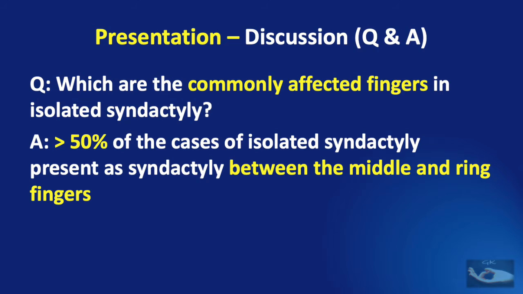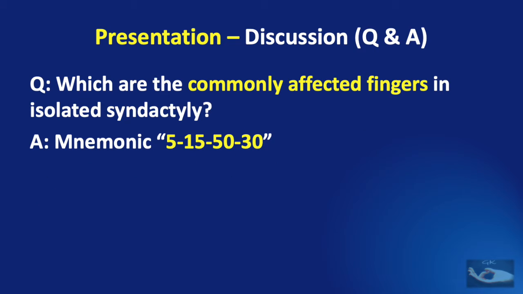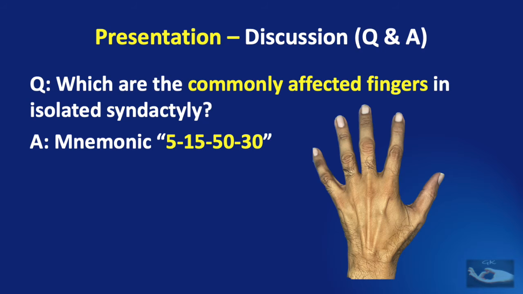Which are the commonly affected fingers in isolated syndactyly? More than 50% of the cases of isolated syndactyly present as syndactyly between the middle and ring fingers. There is a very easy mnemonic to remember the incidence of syndactyly between the fingers. You can remember 5, 15, 50 and 30. This denotes the percentage of occurrence of syndactyly between the fingers from the radial side to the ulnar side. That is 5, 15, 50 and 30.